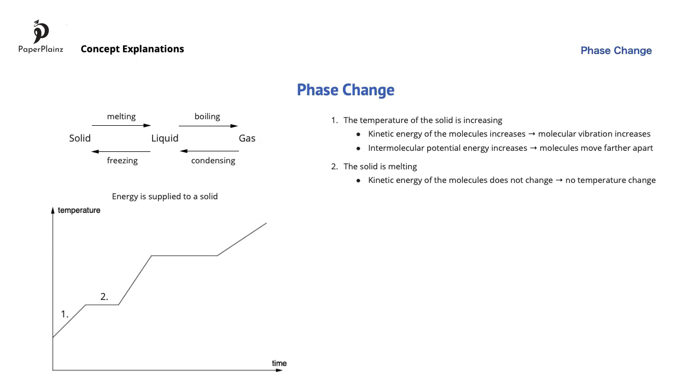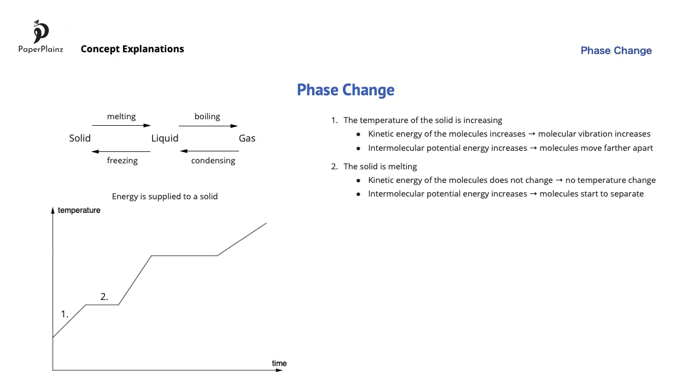During this period, all energy that is supplied to the solid goes into increasing the intermolecular potential energy of the solid. As a result, molecules and groups of molecules start to separate from each other, and even though they are still close to each other, now the molecules are more free to move around. In other words, the solid melts and becomes a liquid.